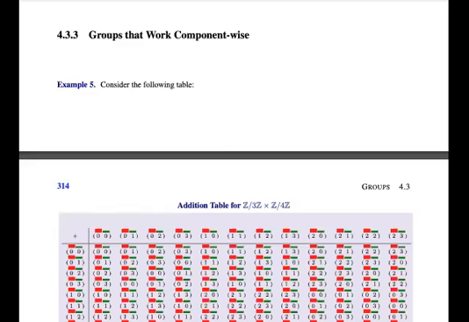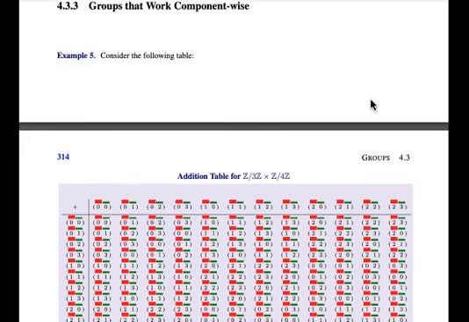Welcome to a read along with Dr. Powell in the book Discrete Perspectives in Mathematics. This is subsection 4.3.3: Groups that work component-wise.